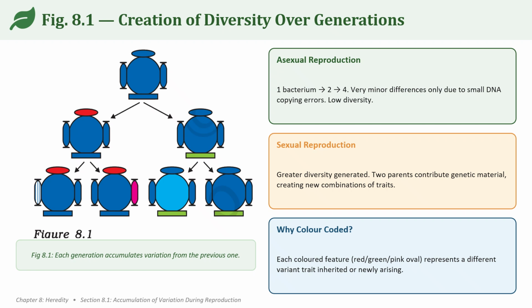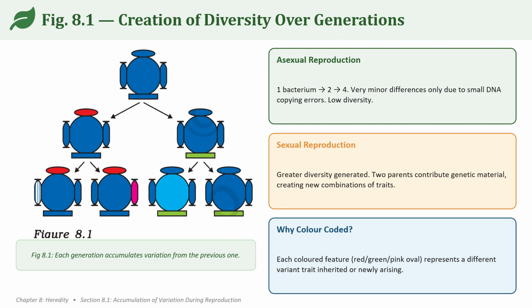So let's talk about asexual reproduction over here. In asexual reproduction, what happens, children? Only one parent contributes the DNA, and these offspring are almost identical, and the variations occur only because of DNA copying errors. So what happens? Diversity is low. For example, amoeba, bacteria, hydra.